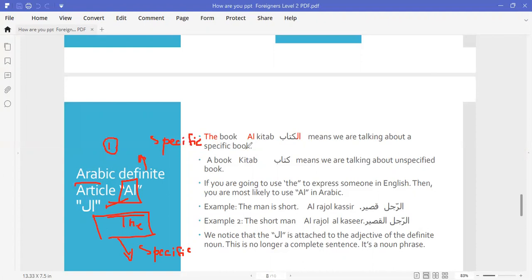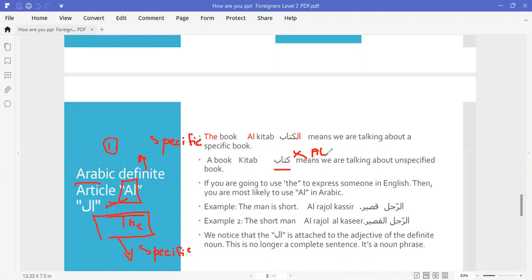When you say "a book", we are talking about an unspecified book, which is kitab. Here we don't have al. We cannot say al-kitab because we are talking about an unspecified book. Remember when Dania said, I bought a new book. She didn't specify. We said ishtaraytu kitab, not ishtaraytu al-kitab, because she didn't specify which book. When Mia asked her, who wrote this book? She is specifying here. That's why we used al-kitab.